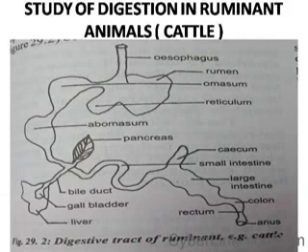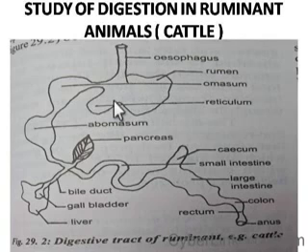Here is the diagram of the digestive tract of a ruminant animal, such as cattle. For example, here is the esophagus. When the animals cut the grass, it masticates it in the mouth partially, and the food moves down to the rumen here for temporary storage.